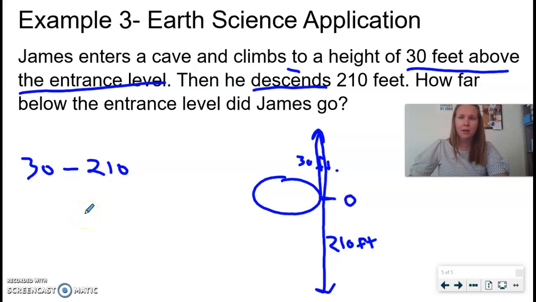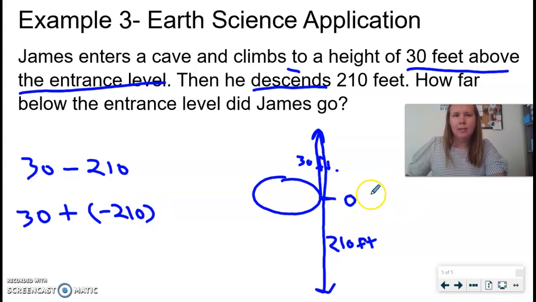They're both positive numbers, but the 210 is not first, and we can't just say 210 minus 30. That's not going to work. So we're going to change it to adding the opposite. Keep the same number first, change it to addition, and change this to a negative 210. It's basically meaning the same thing. I went up 30, so a positive 30, and then I'm going to add that I went down, or negative 210 feet. So I'm going to take the absolute value of each.